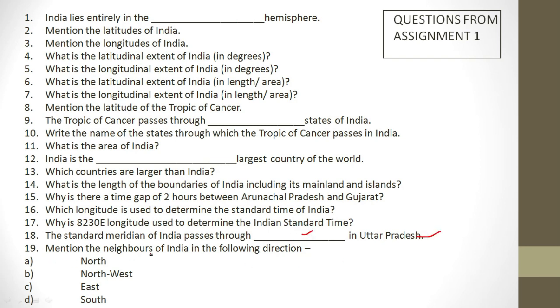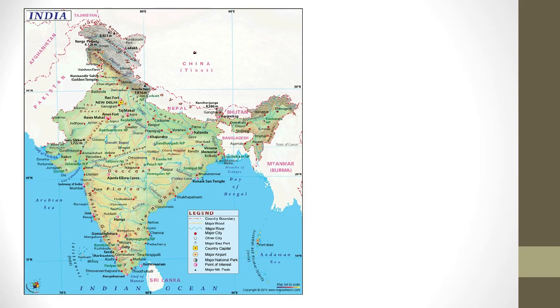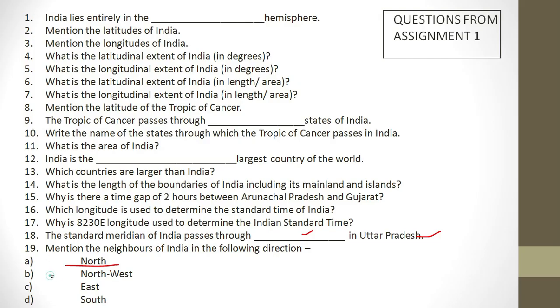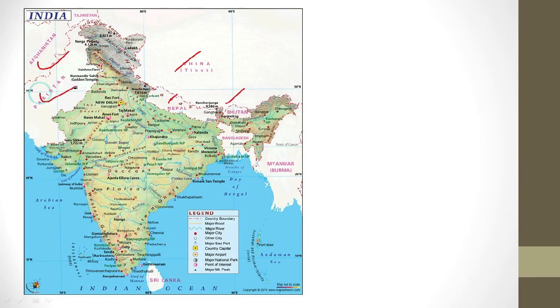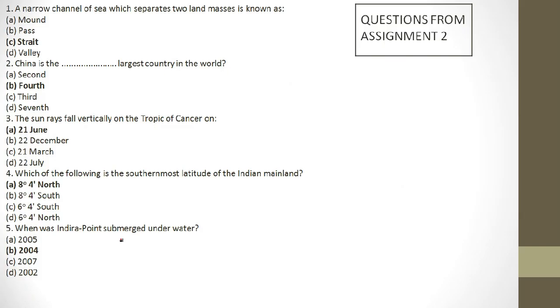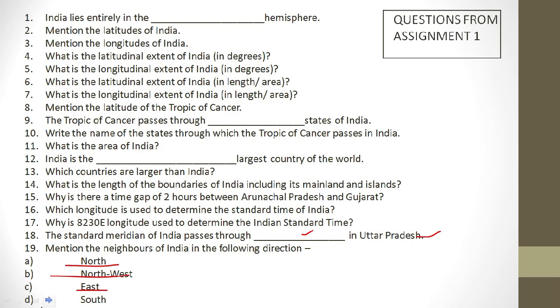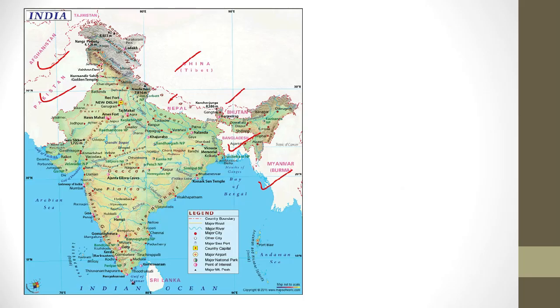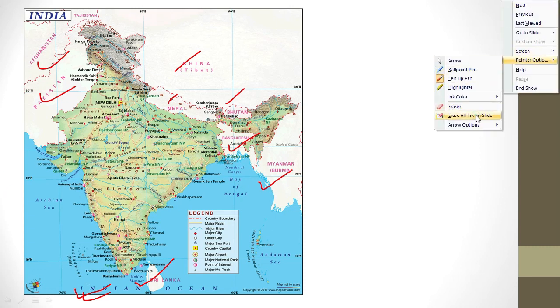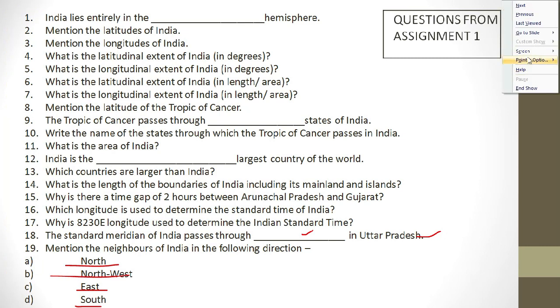19th question is mention the neighbors of India in the following direction. In the north we have seen there are Nepal, China and Bhutan. In the northwest we see Afghanistan and Pakistan. In the east we see Bangladesh and Myanmar, and in the south we see Sri Lanka, and here is a tiny island nation known as Maldives. So basically these are the neighbors of India in different cardinal directions. Okay, now we'll move ahead.